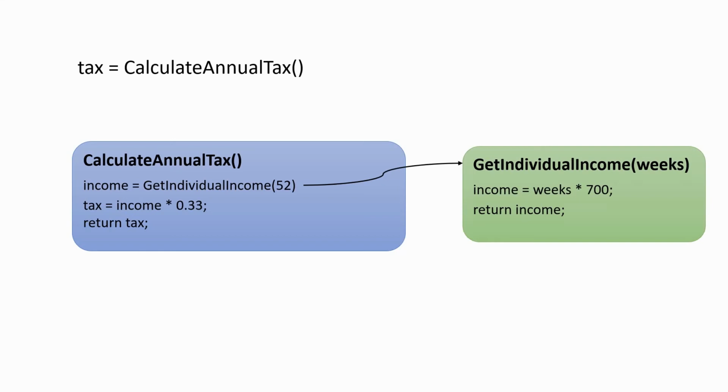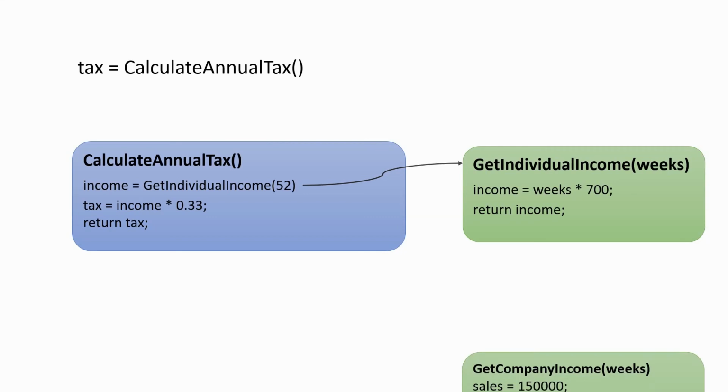Now let's go back to this get individual income method. So in order to know what the tax is, it has to know what the income is. So this get individual income accepts a number of weeks, and again 52 for 52 weeks of the year. It then multiplies that times 700, which presumably is the gross income for that person. Then it returns that income, and then it's used in the calculate annual tax method.